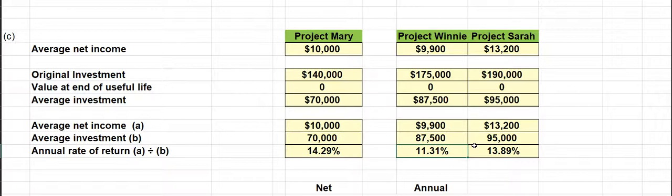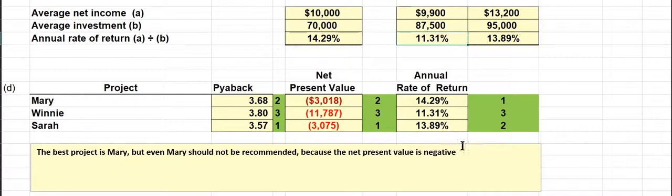Again, none of these projects should really be recommended given the fact that the NPV is negative. However, to complete the requirements of this problem, you will notice that Project Sarah is ranked 1 because it has the shortest payback period. For the present value, we have Project Sarah also being ranked number 1. It has the smallest negative, so it's the least unacceptable. And for the annual rate of return, Project Mary would be ranked 1.